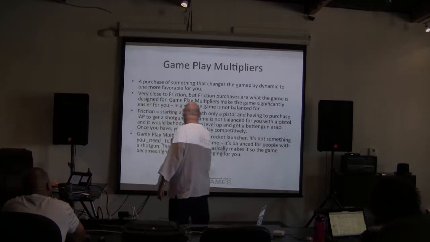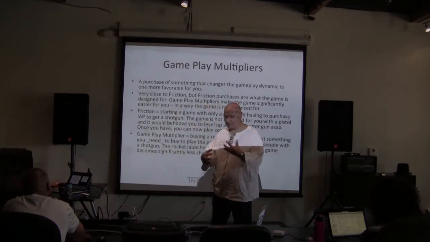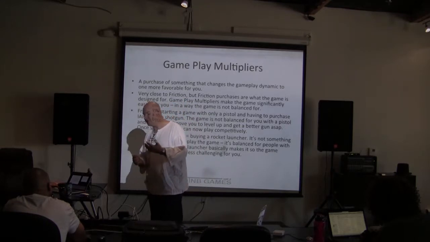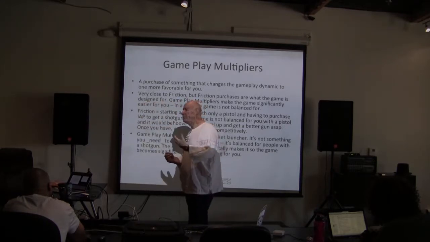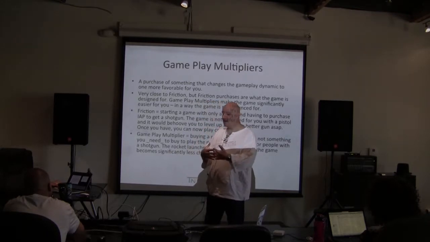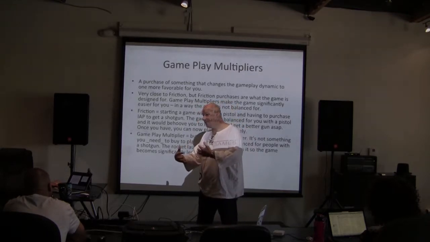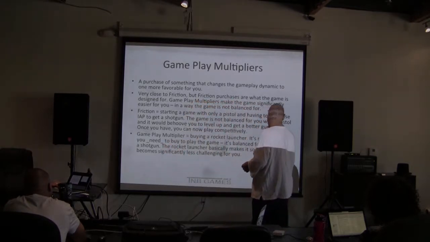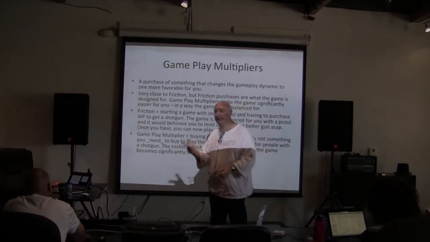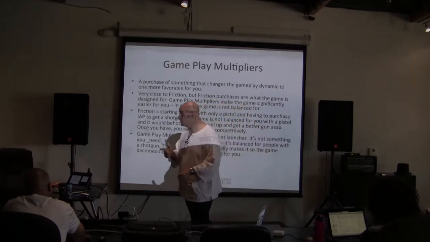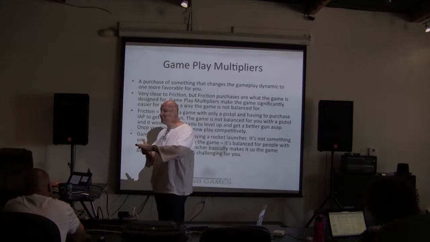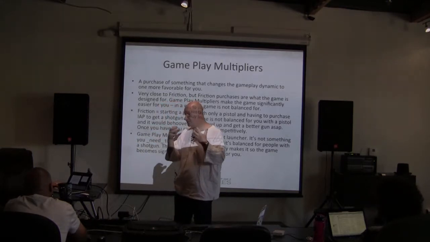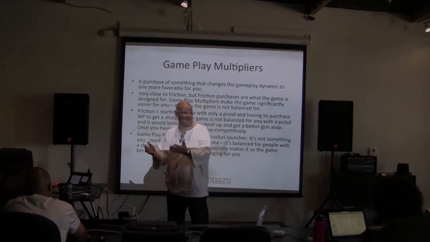Gameplay multipliers. A gameplay multiplier is kind of like friction, but not the same. Friction is something the gameplay is tuned for. A gameplay multiplier enables you to be much better at the game, but above what the game is tuned for. So, for example, I use the example of a shotgun here. You start the game with just a pistol. Well, the game is very hard with a pistol, but it's actually balanced for a guy with a shotgun. So once you get the shotgun, the game is exactly as it's supposed to be in terms of how hard it is and how hard it is to progress.